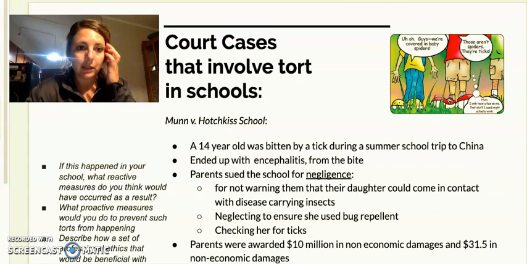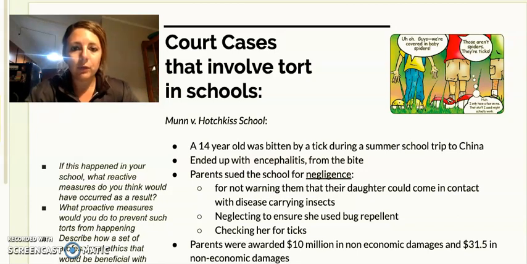Some of the court cases that I researched for this assignment were in regards to tort in education, or tort in schools. 99% of them were with negligence, which is understandable. As I go through these court cases, it makes more sense why this would be more common in schools than intentional tort. So the first one was a case involving a 14-year-old girl. The case is Munn versus Hotchkiss School.